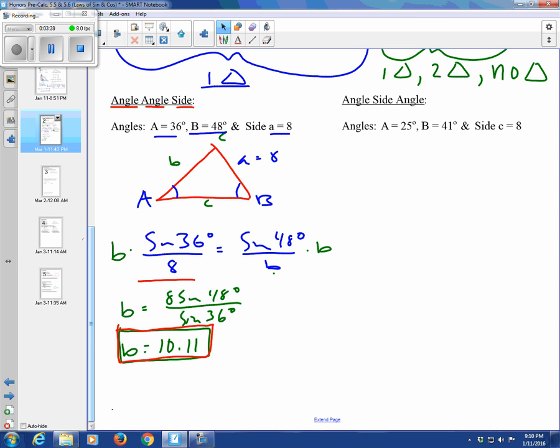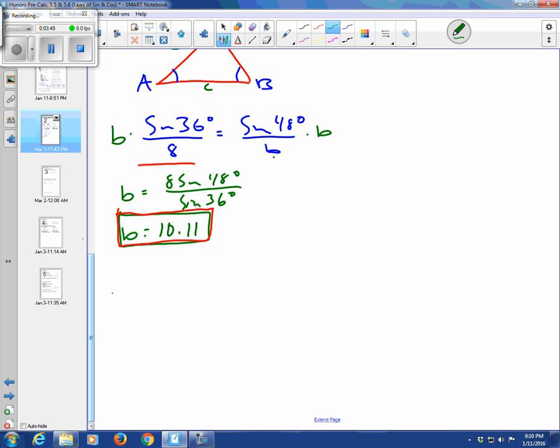Now we don't have angle C or side c, but we do know that there are 180 degrees in a triangle. So we can say that angle C must be 180 degrees minus the sum of the other two angles, 36 degrees and 48 degrees. And that's going to give us our angle C as 96 degrees. And now, since we've got angle C, we can use our original ratio in the same way we did with angle B to solve for side little c.